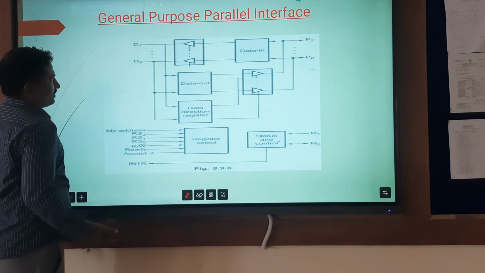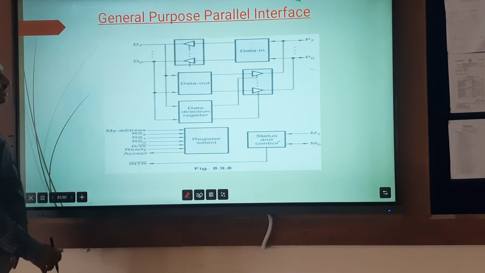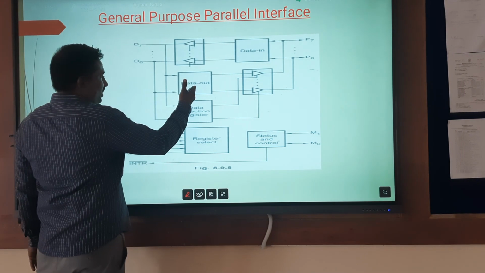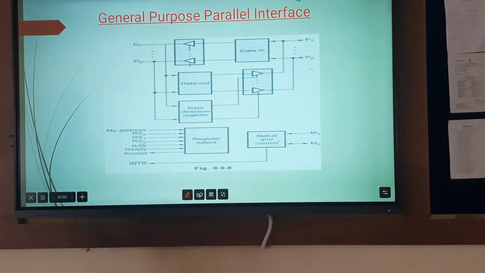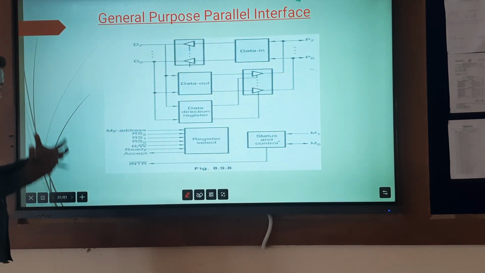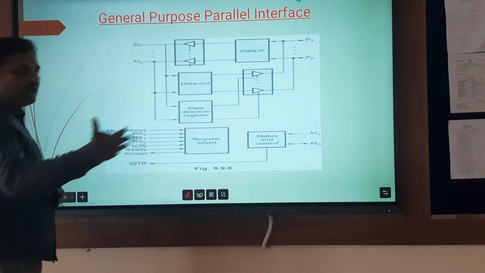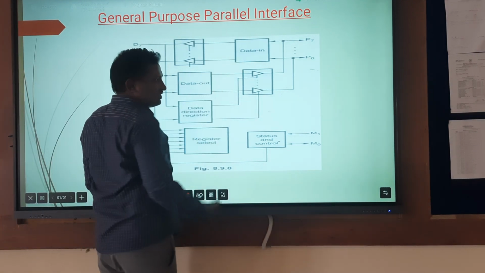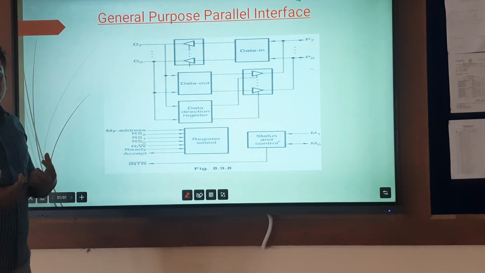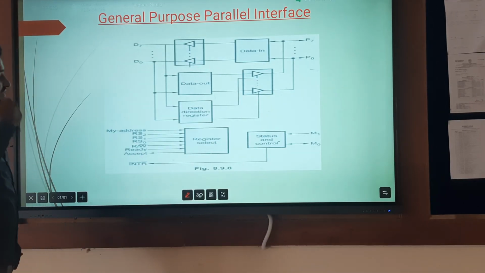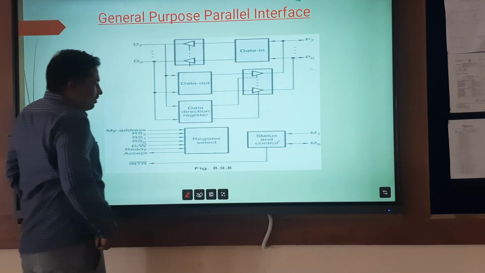Okay, see this one here. D0 to D7 are used for the data lines. And you all know very well that the data out register is used to hold the data which the processor wants to transfer to the printer. The data in register is used to hold the data while the processor is receiving the data from the peripheral devices to the processor. Now look at this.